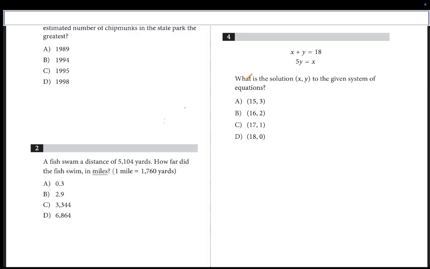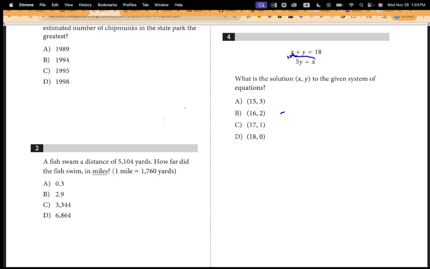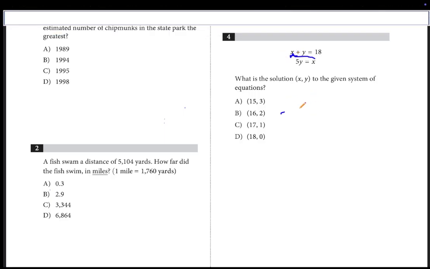So here we have question number 4. x plus y is equal to 18. 5y is equal to x. What is the solution (x, y) to the given system of equations? For this one, we just have to input our x value over here into our x value right here. So we know our x value is 5y.